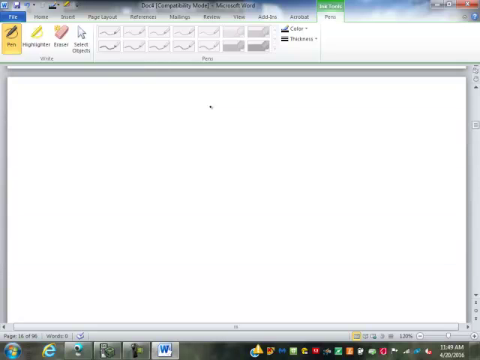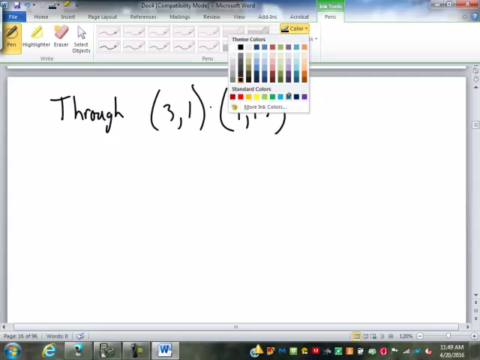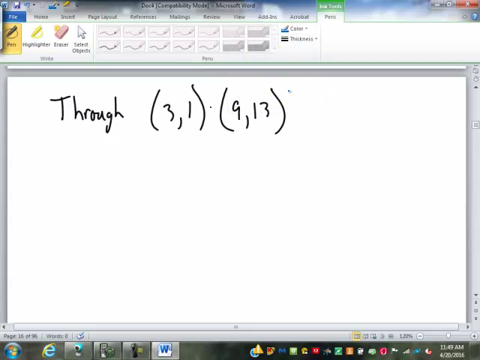So the next level of complexity would be to do something like this. To say that all we're going to tell you is that this line goes through the points 3, 1, and 9, 13. Now looking at this, it doesn't look like we have the same information we did before, but really this is the exact same information that we had before.